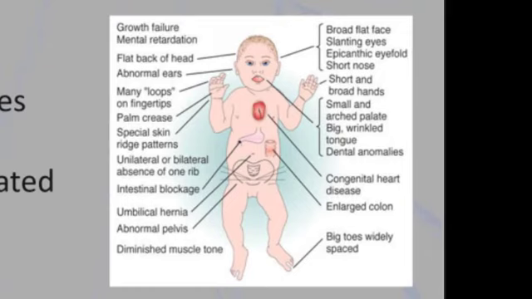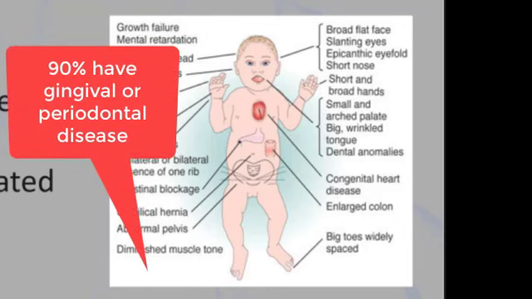Feel free to pause the video and screenshot this if you'd like to. In particular, we will see a slanting of the eyes, a shorter stature. Our patients with Down syndrome are known to have congenital heart defects. So you want to watch out for that on their medical history. In addition, they do carry a high incidence of gingival and periodontal diseases. Up to 90% of our patients with Down syndrome will have gingival or periodontal disease.